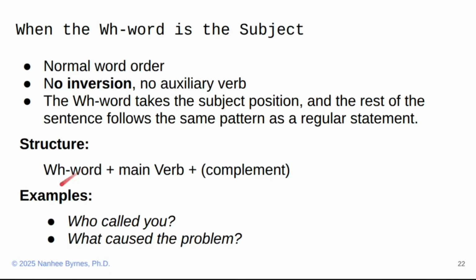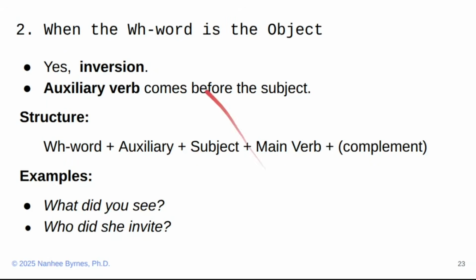For example, we say, who called you? Here, who is the one performing the action. Another example, what caused the problem? What is the thing doing the causing? In both cases, the word order stays the same as in a statement. Subject first, then verb.